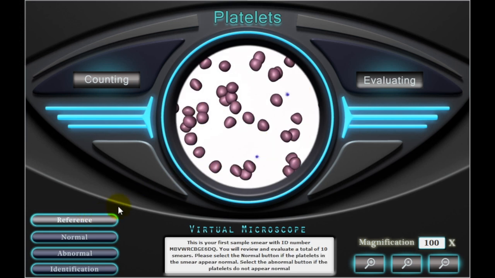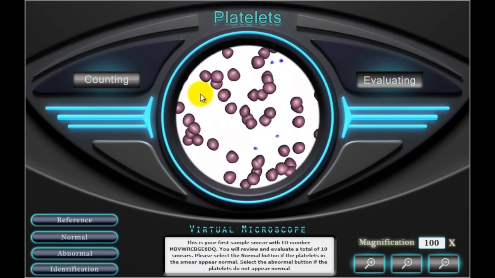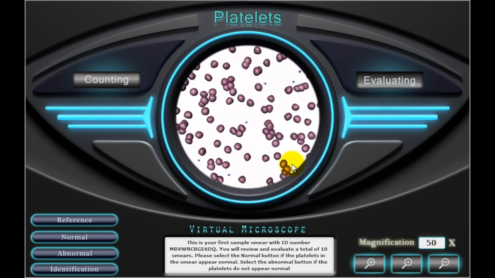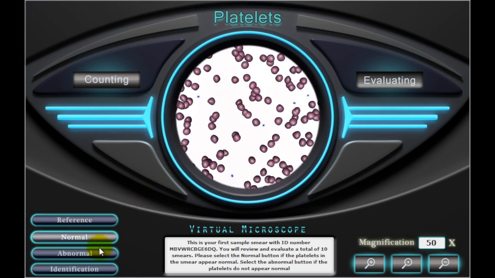Notice you get a new smear to examine. Use the microscope to see if there are any abnormal platelets in your smear. If there are, click the Abnormal button on the bottom left of the screen. If not, click the Normal button. Then click the Identification button after you made your decision.